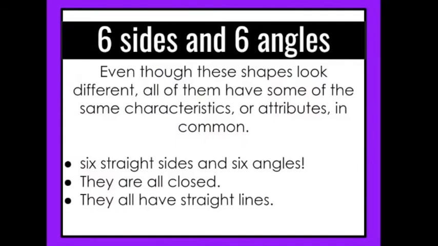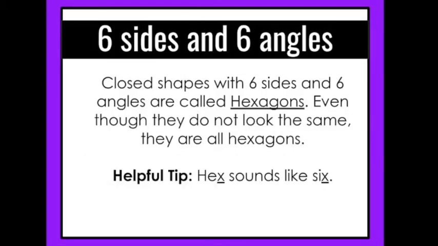Even though these shapes look different, all of them have some of the same characteristics or attributes in common. They all have 6 straight sides and 6 angles. They are all closed, and they all have straight lines. Closed shapes with 6 sides and 6 angles are called hexagons. Here's another helpful tip. Hex sounds like 6, and hexagons have 6 sides and angles.